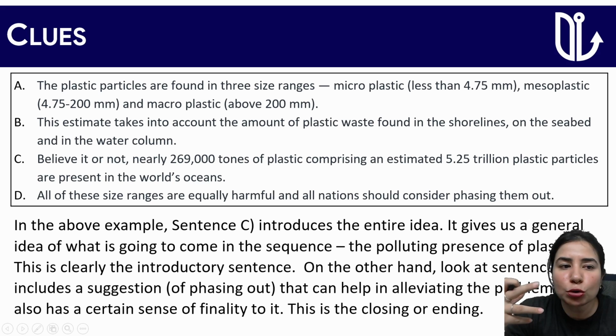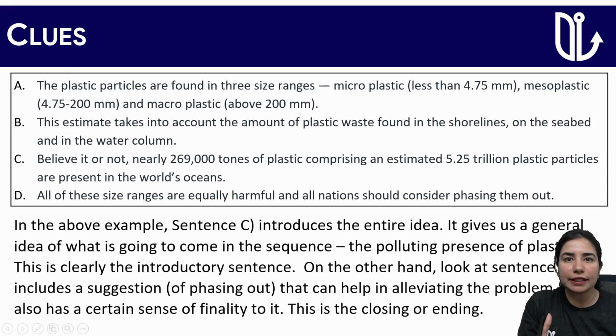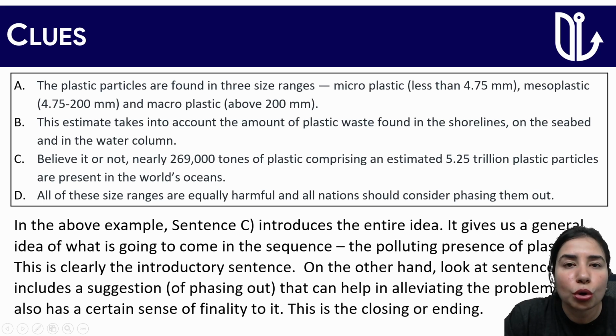So if you have 2 choices, A and C, you will see C broader and A slightly detailing it. So more precision is in A. As we discussed, the opening statement would be a general one. So C is a broader statement, good to begin the discussion. Now, with the rest of the statements, you will see "all of these size ranges are equally harmful and all nations should consider phasing them out." So it's sort of a conclusion, concluding what is the crux of the discussion. So D can be a good closing statement.